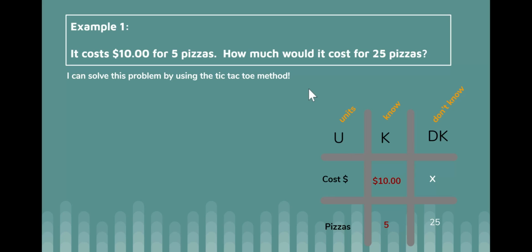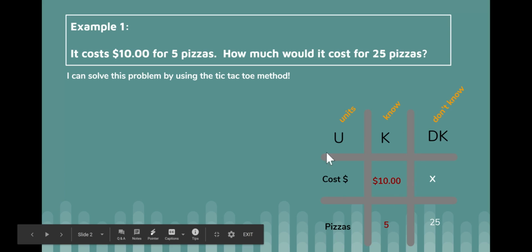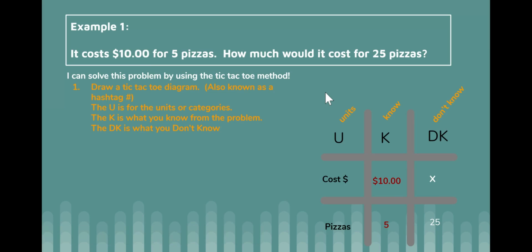So our example number 1 says it costs $10 for 5 pizzas. How much would it cost for 25 pizzas? I can solve this problem using the Tic Tac Toe method. I already have a Tic Tac Toe board right here, and we're going to talk about how you set that up. When you see the orange right here, those are the categories. So I draw my Tic Tac Toe diagram. Also, you can call it a hashtag if you want to.